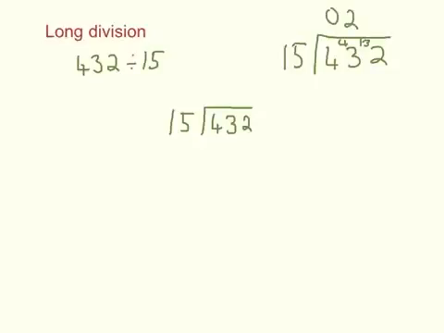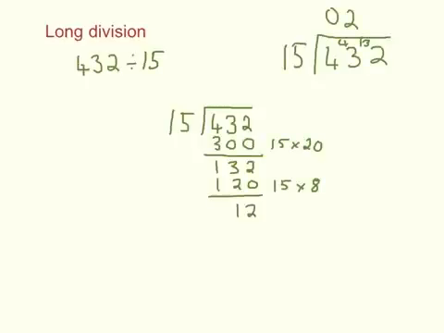Here's how it's laid out. First of all, I can take off 20 15's. I'm looking for the multiple of 10 first. That leaves me with 132. How many 15's in 132? Well, there's 8, leaving a remainder of 12.